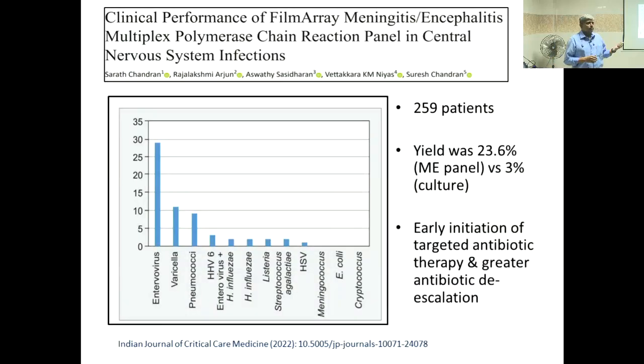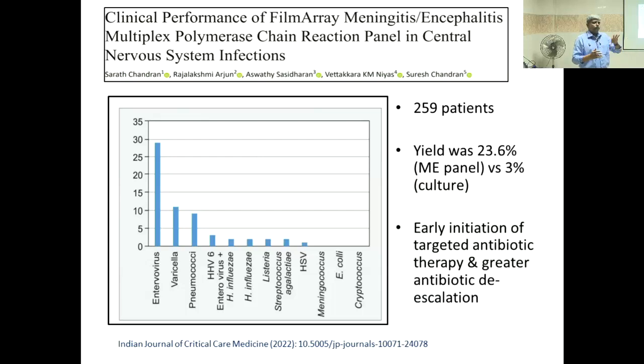There's another study from Kerala, KIMS Trivandrum, in which they did the panel for around 259 patients with acute meningoencephalitis. You could see that with standard culture, the pickup rate was 3%, whereas with the meningoencephalitis panel, the pickup rate was 24 to 25%. So out of 4 patients, 1 is picked up by the panel, while the culture picks up only 3%. And they had enterovirus as the number one cause for community-acquired meningoencephalitis.